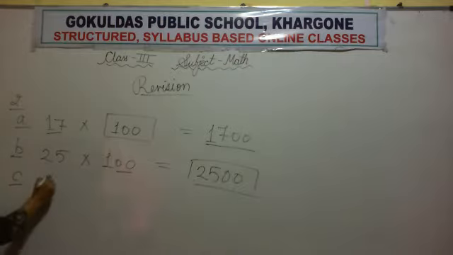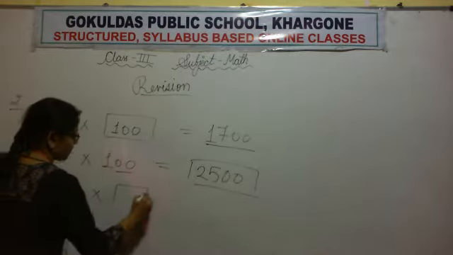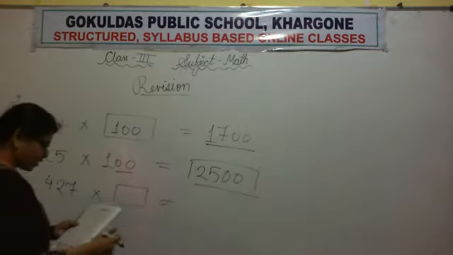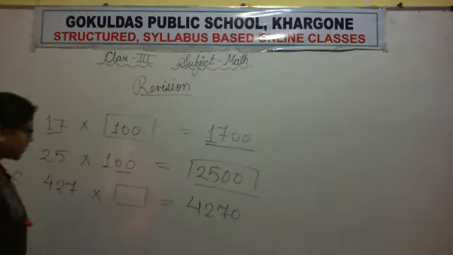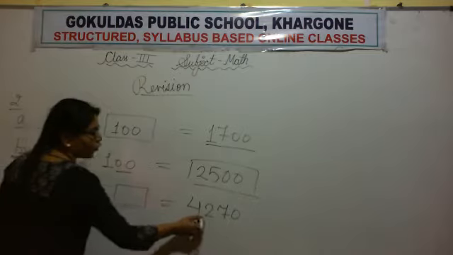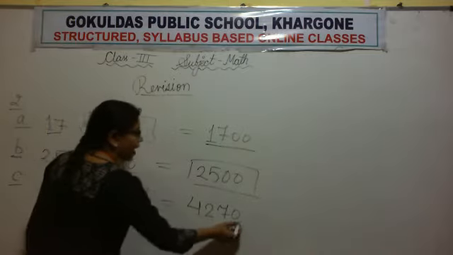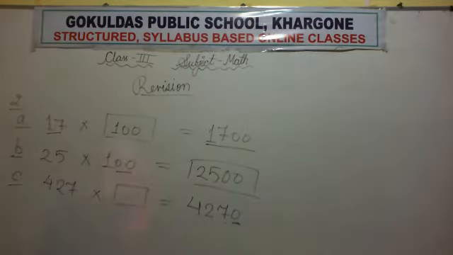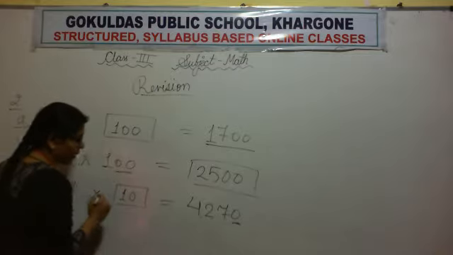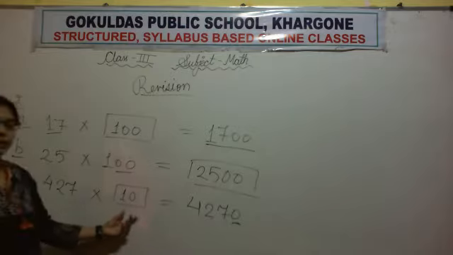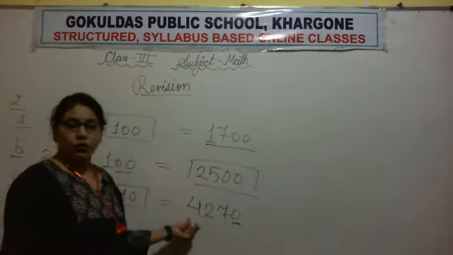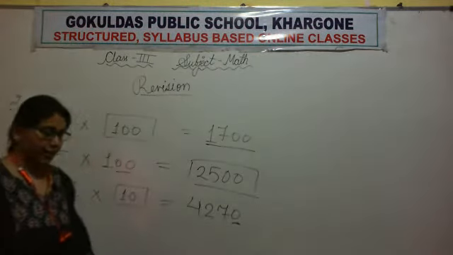The next one, C. 427 into blank is equals to 4270. See, 427 there as it is and 1 zero is there. So 1 followed by 1 zero. So 427 multiplied by 10 is equals to 4270.